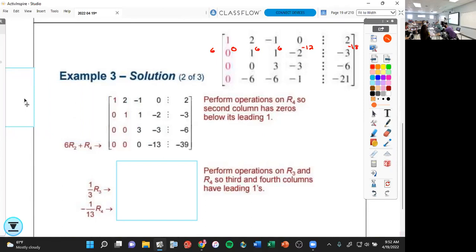Notice my main diagonal has numbers in it and everything below the main diagonal is zeros. So we're almost where we want to be. But the main diagonal has to only have ones in it. So I need to turn that 3 into a 1, and I do that by multiplying by 1/3. I need to turn this negative 13 into a 1. Multiply it by negative 1/13.